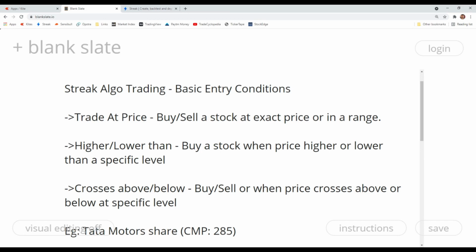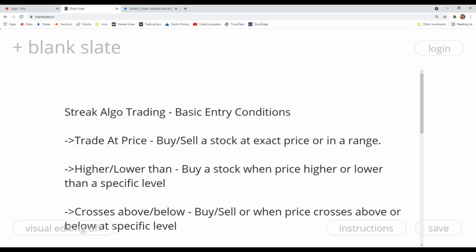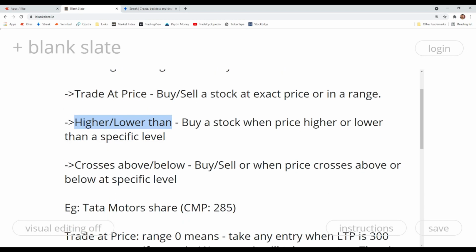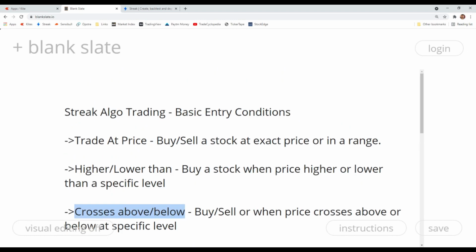In the last video, I think I explained about the trade at price condition. We have three very basic conditions available. The first one is trade at price, the second one is higher or lower than, and the third one is crosses above or crosses below. I'll quickly tell you what the definitions mean.